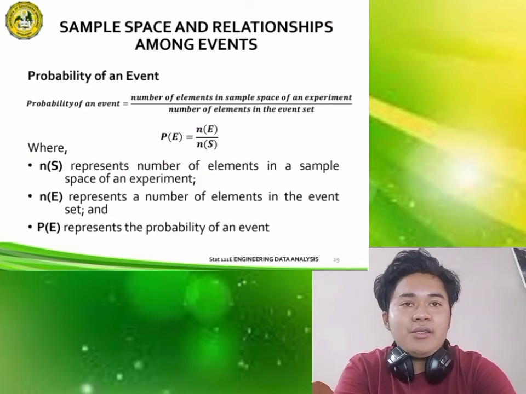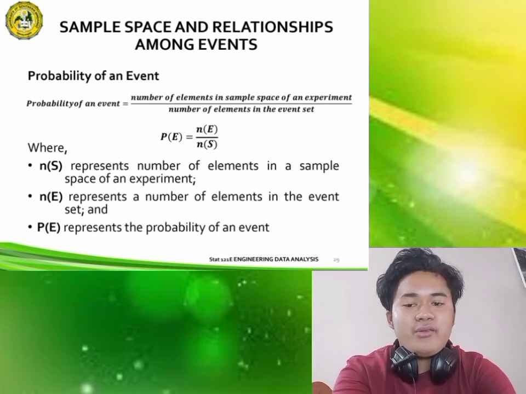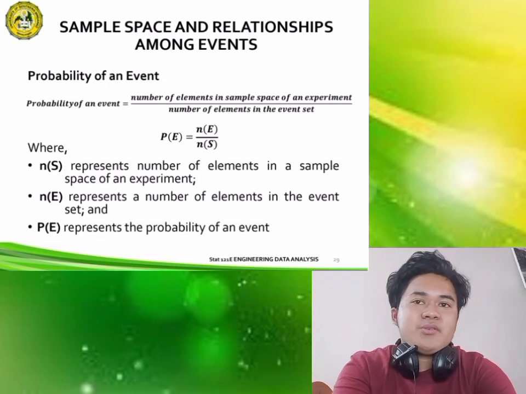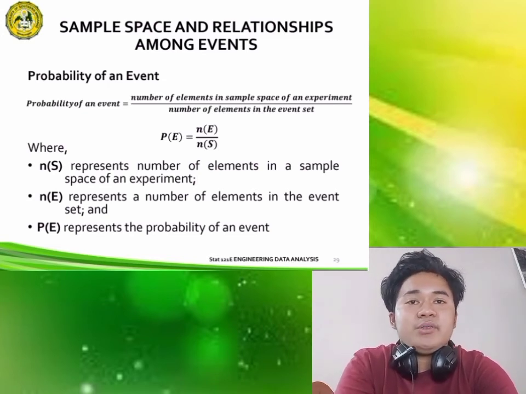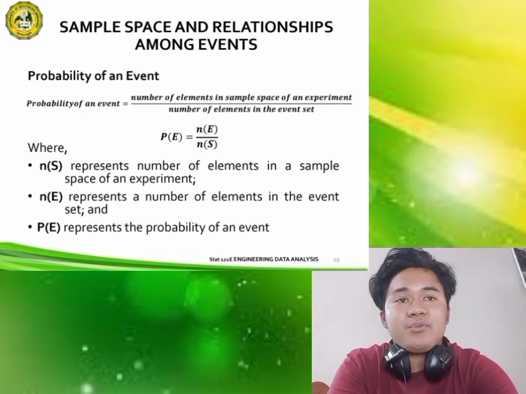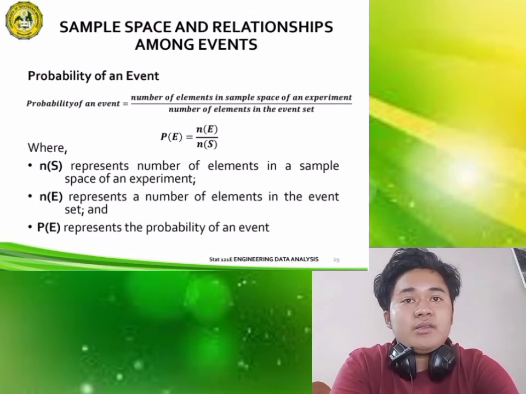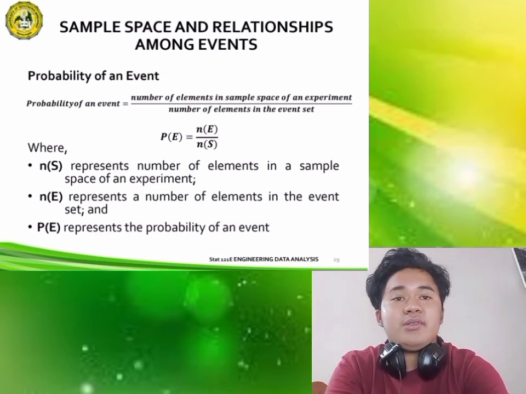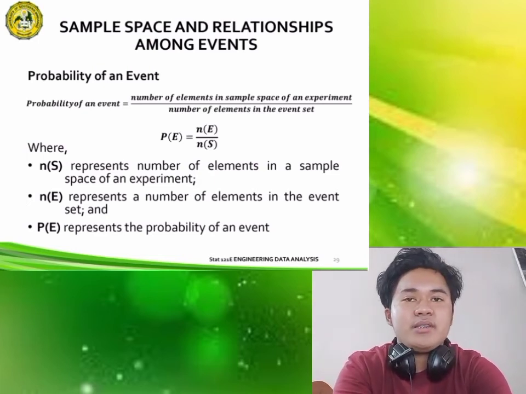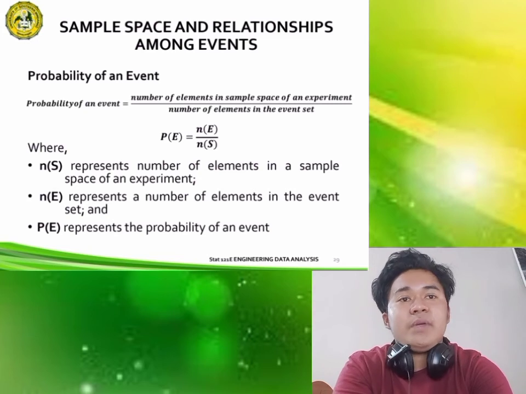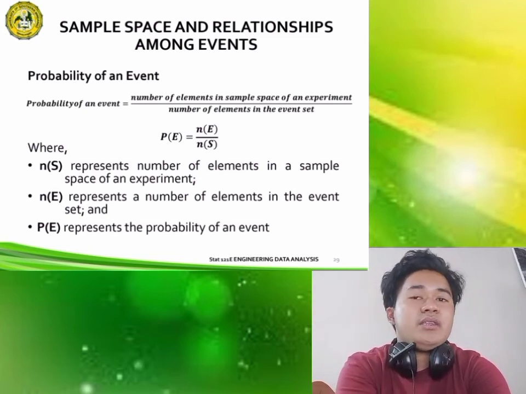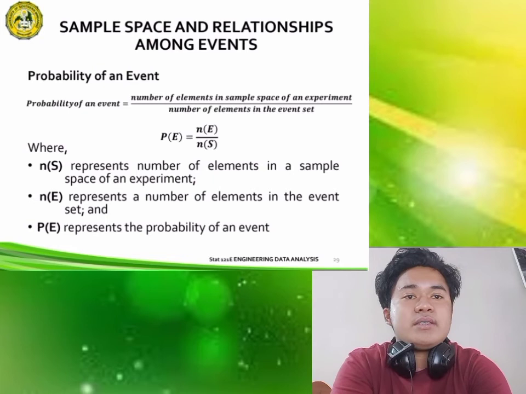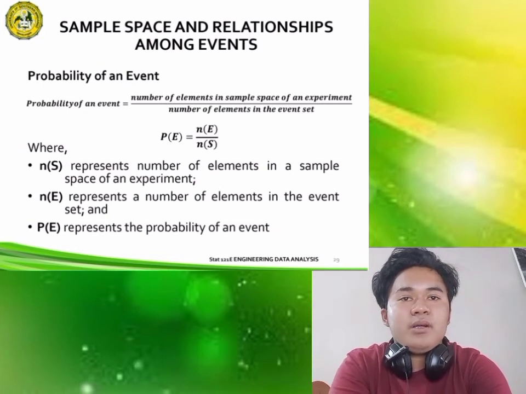Probability is the likelihood or chance of an event occurring. So, probability of an event is equal to the number of elements in the event set divided by the number of elements in the sample space of an experiment. So, P(E) is equal to n(E) divided by n(S), where n(S) represents the number of elements in the sample space of an experiment, n(E) represents the number of elements in the event set, and P(E) represents the probability of an event.